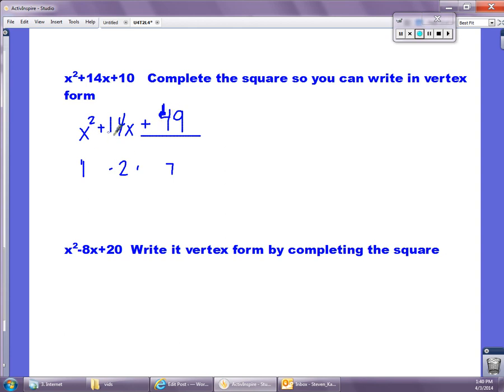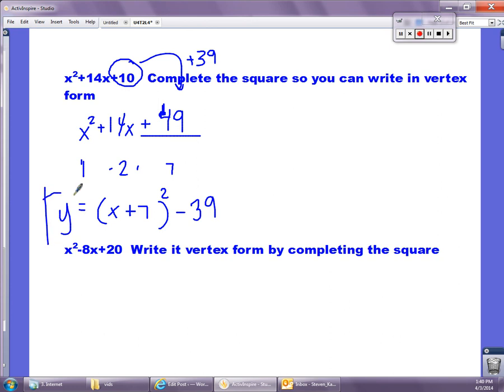So x squared plus 14x plus 49 can be put into factored form because it is a perfect square. It's x plus 7 times x plus 7. So I can make this x plus 7 squared. But in the very beginning, this c was not 49, it was 10. So I actually added 39 to get to 49. Well, in the end, I need to take it away now. So now our vertex form is y equals x plus 7 squared minus 39. So now I know the vertex. The vertex is at -7, -39.